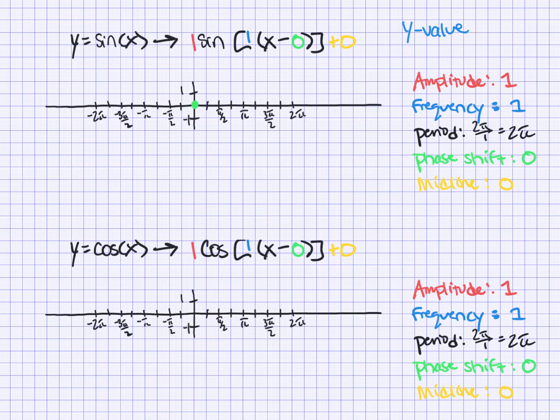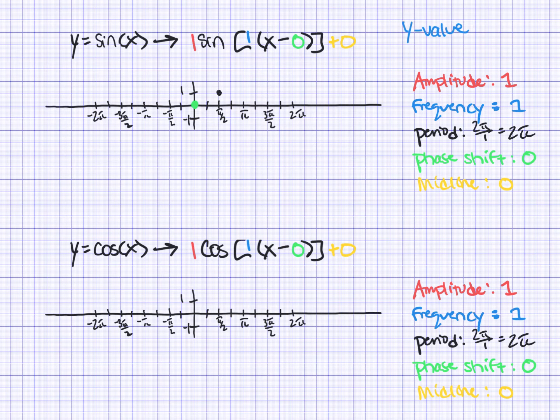So I can start at 0. Now let's move to our next part over here at pi over 2. So for pi over 2, that's the same as 90 degrees. So what's the y value coordinate at pi over 2 or 90 degrees? The answer is 1.